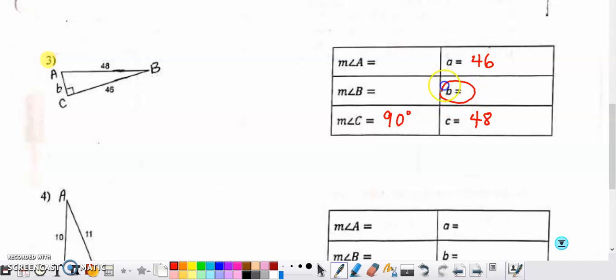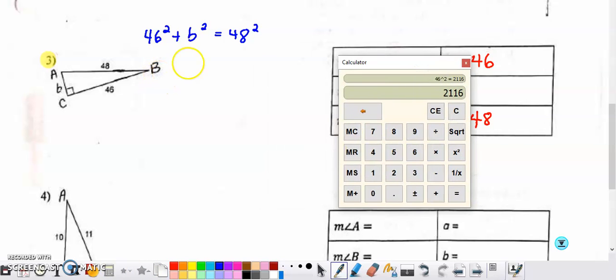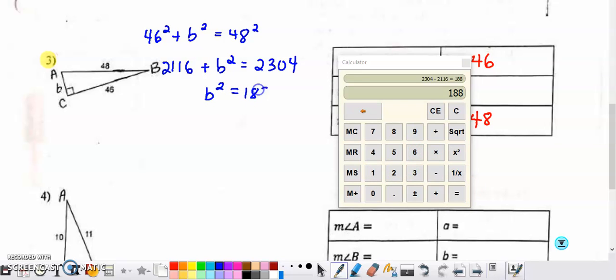All right, so maybe you solve for side B first, and to do that, you're going to use Pythagorean theorem. 46 squared plus B squared equals 48 squared. I'm going to put a calculator here. 46 squared is going to give us 2116. 48 squared, 2304. All right, do a little subtraction. Minus 2116. B squared is 188. All right, so if you were to take the square root, you get a decimal.